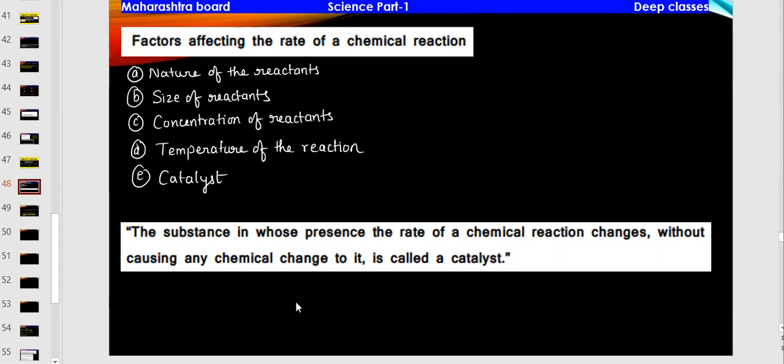So the substance in whose presence the rate of chemical reaction changes without causing any chemical change to itself is called a catalyst. It's like when you are cooking something, of course, whatever the final dish you are preparing will be the same. But to add more flavor, sometimes we add something to it. So it will give you a good result, or it will make the dish more tasty. The catalyst also acts in the same way here. Let's discuss one by one.